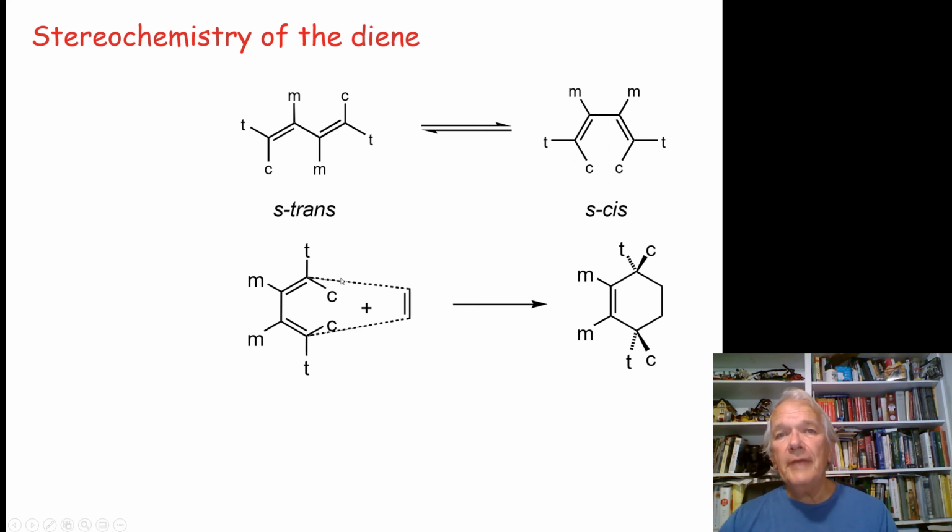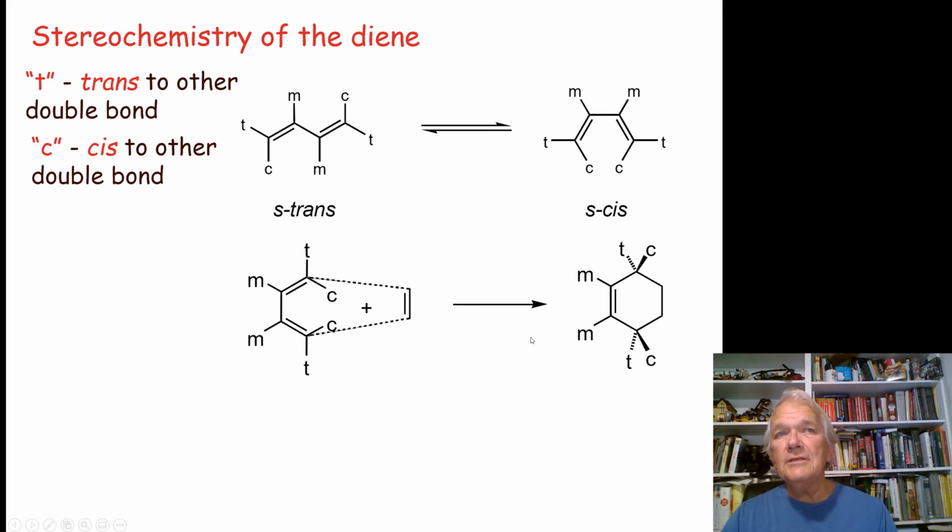Now, once you do the reaction, what happens? Envision the dienophile coming up from behind, and what it does is push the C's up, and if the C's get pushed up, the T's have to go down. So when you do the reaction, and you're bringing this up from the bottom, the C's get pushed up and the T's turn down. And so the key thing is the T positions become cis to each other, and the C positions become cis to each other. So T is trans to the other double bond, C is cis to the other double bond, M is the middle position.